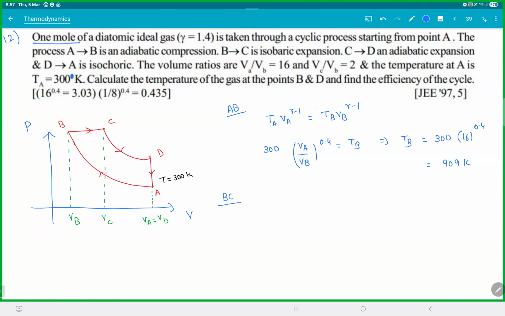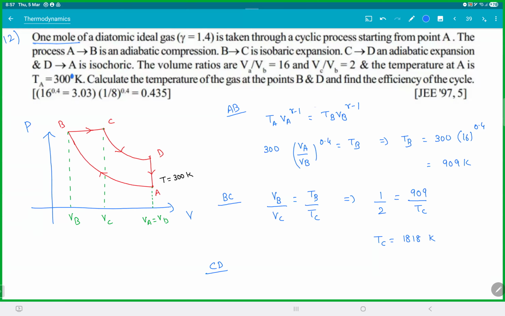And when you go from B to C, it is an isobaric process. So VB by VC is equal to TB by TC. VB by VC is given as half, because VC by VB is 2. TB, I know, 909. This is TC. So TC will be 1818 Kelvin. Get temperature at C also. Then we need to find temperature at D.